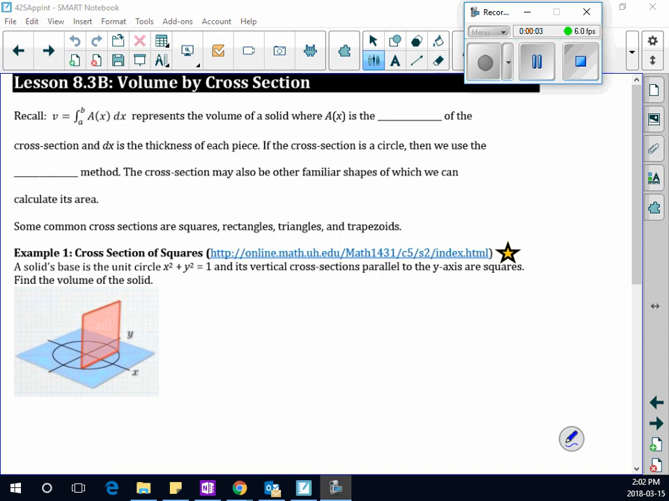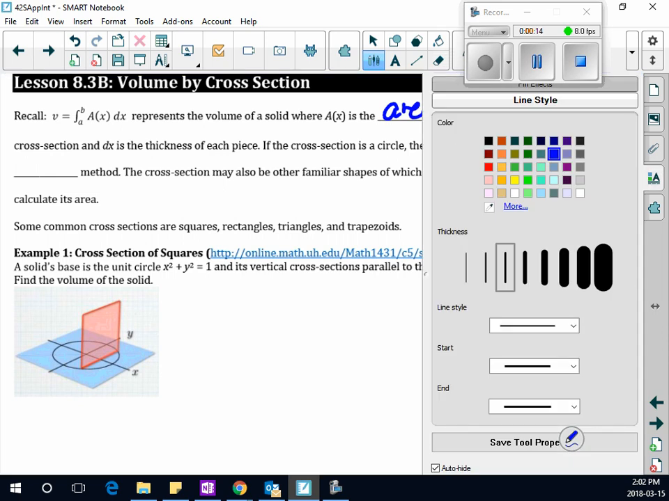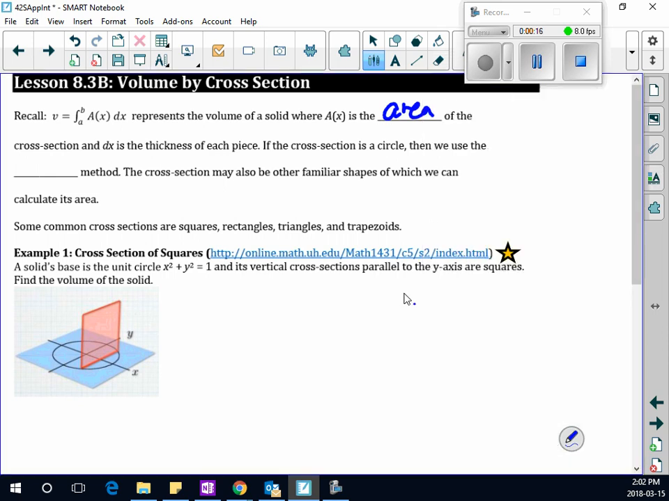Okay. Recall the volume from a to b of A(x) dx represents the volume of a solid, where A(x) is the area of the cross section and dx is the thickness of each piece. If the cross section is a circle, then we use the what method? Disk, yeah, disk method. The cross section may also be other familiar shapes of which we will calculate the area today.